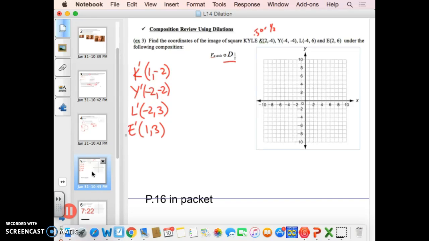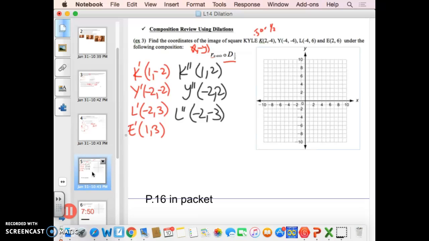Again, I just multiplied all the coordinates by 1/2. Next, I'm going to do a reflection across the x-axis. So I have to remember that rule. If you're reflecting across the x-axis, the x stays the same and the y changes. So my next K double prime would be at (1, 2). Y double prime would be at (-2, 2). L double prime, (-2, -3), because the y is changing. And then E double prime would be at (1, -3).